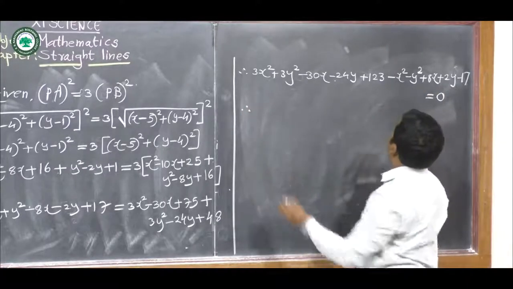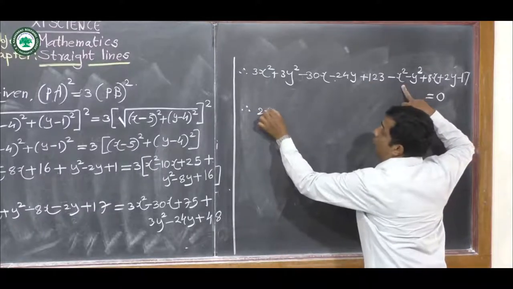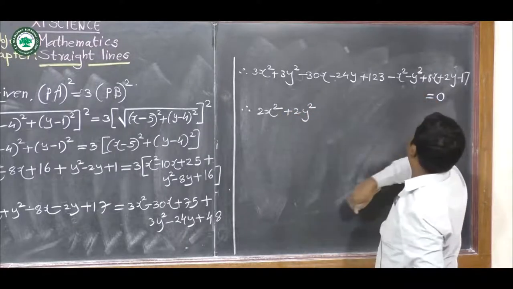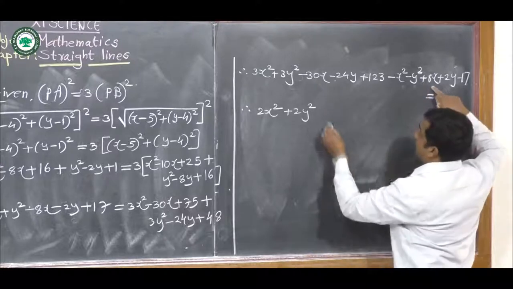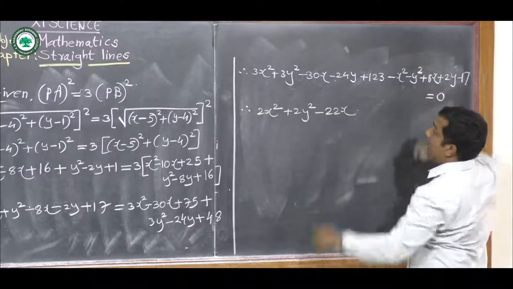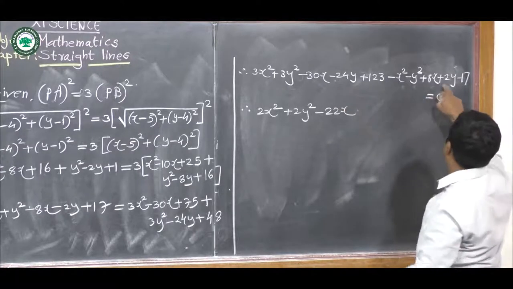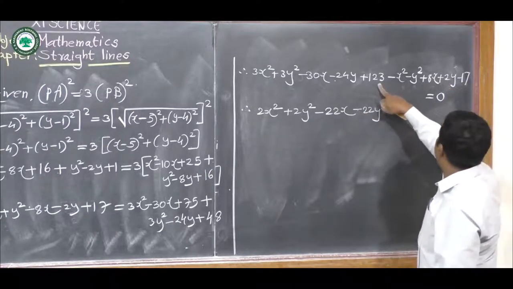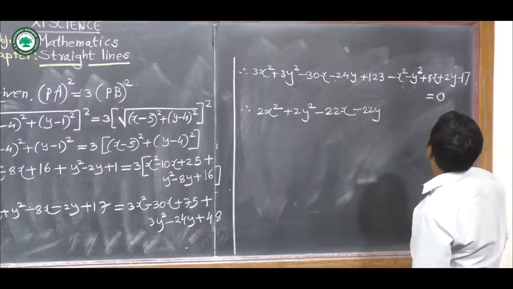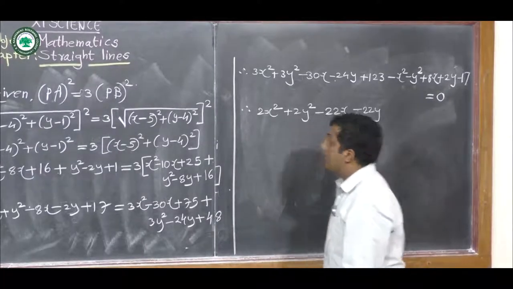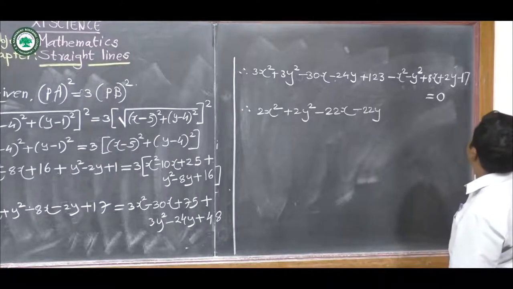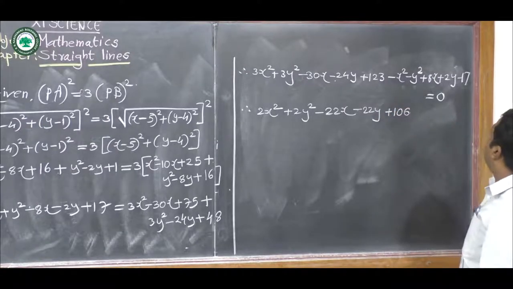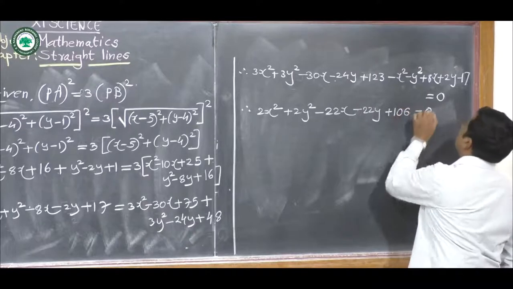We know 3x square minus x square is 2x square. Then 3y square minus y square is 2y square. Then minus 30x plus 8x is minus 22x. Then minus 24y plus 2y is minus 22y. Then plus 123 minus 17 is plus 106, and this is equal to 0.